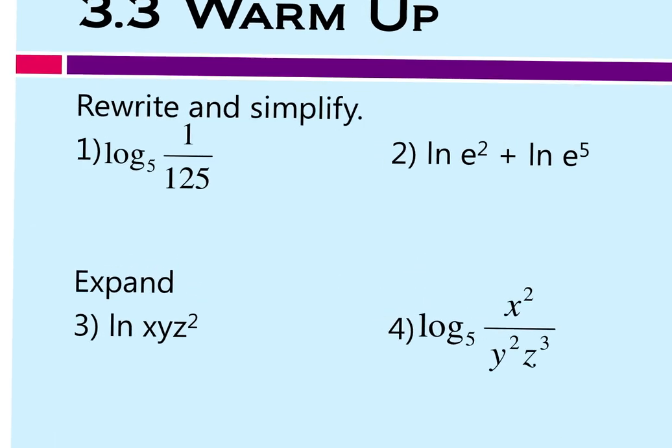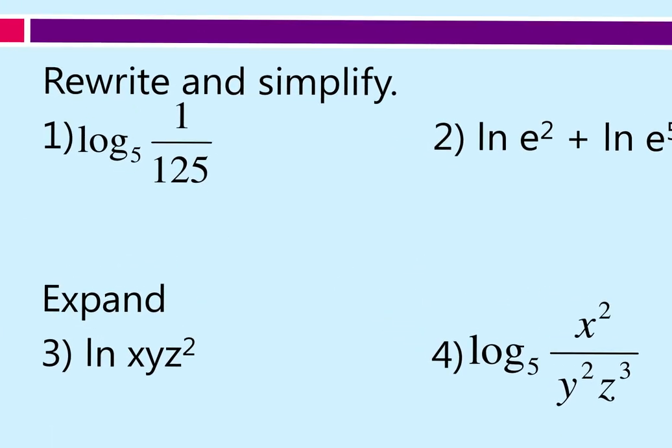and simplify. So on number 1, if you expand this out, you can make this log base 5 of 1 minus log base 5 of 125. And then log base 5 of 1 is 0 because 5 to the 0 power is 1. And log base 5 of 125 is 3 because 5 to the third is 125. And there you get negative 3.